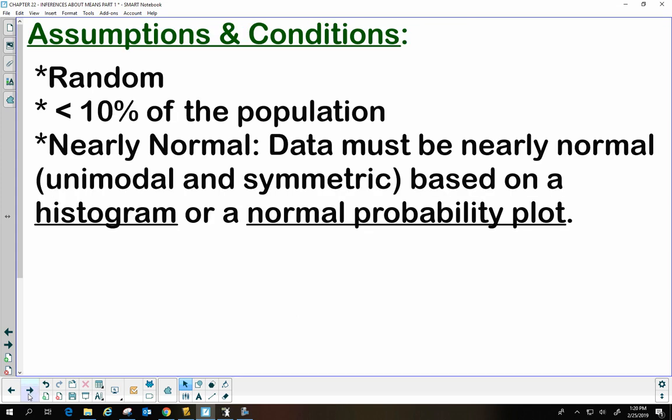Of course, we have assumptions and conditions, pretty close to the same. That last one you're going to notice is different. We need our sample to be random. We always have to sample randomly. We want to sample less than 10% of the population still. And then we need to check that our data is nearly normal. One of the easiest ways to do that, especially if you're given data, is to create a histogram, or we can create what's called a normal probability plot, which we can talk about more in class. We're looking for a distribution that's unimodal and approximately symmetric, and then we can proceed as if our data is approximately normal.